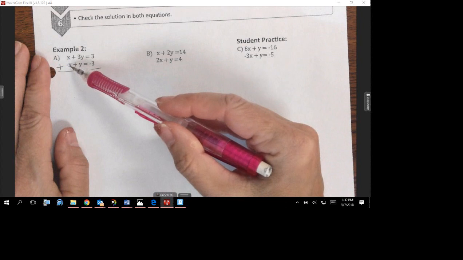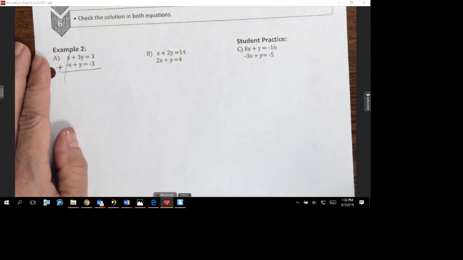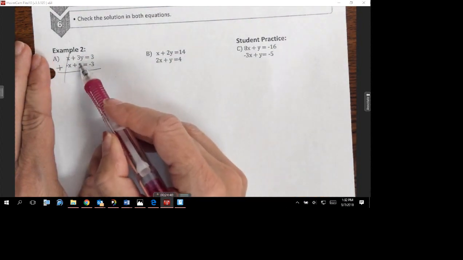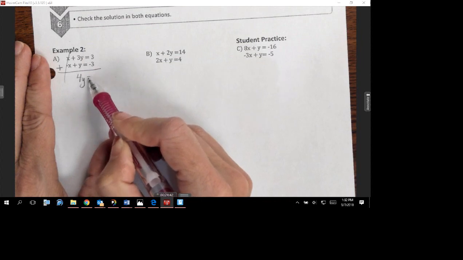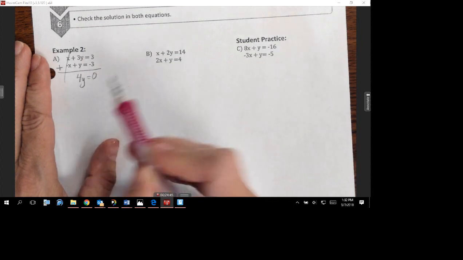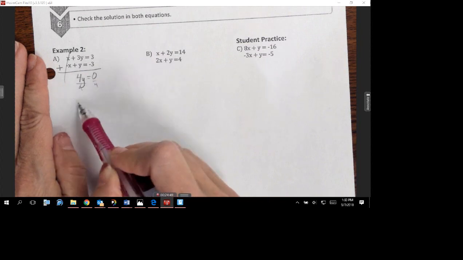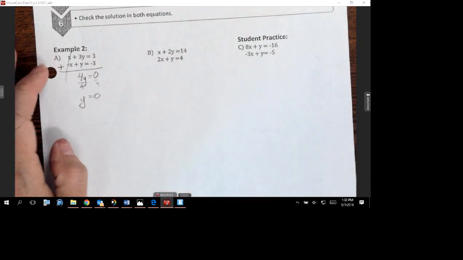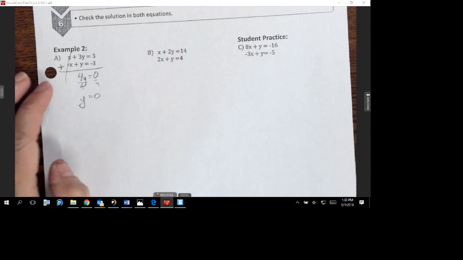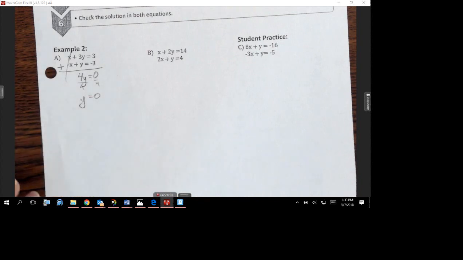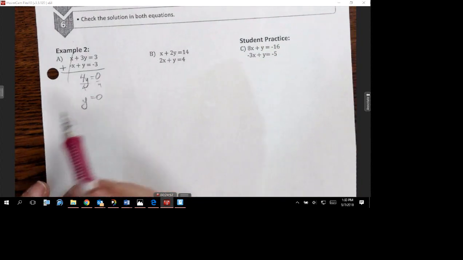If I add together x plus negative x, they cross out and become 0. So I get 3y plus y is 4y, and then 3 plus negative 3 is 0. Divide by 4. You get y equals 0. I already have y. That's elimination. You add them together and cancel something out. Now I have y.